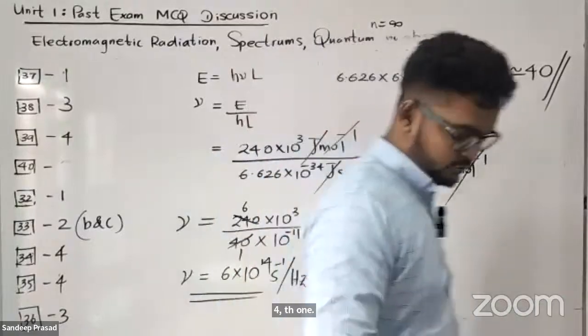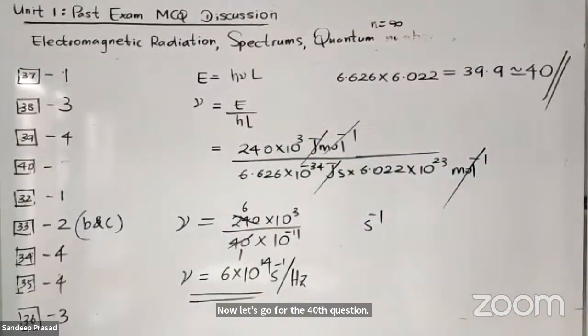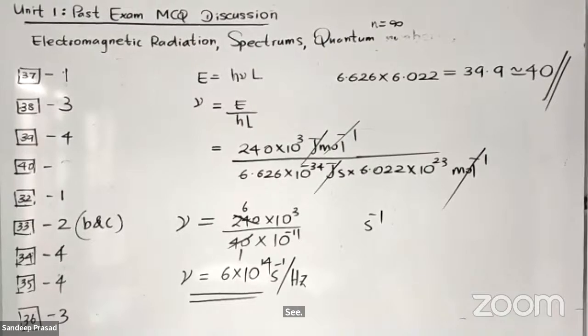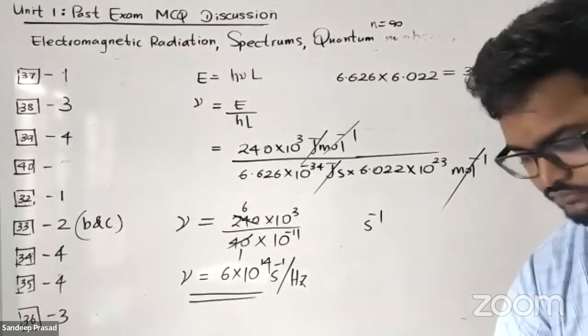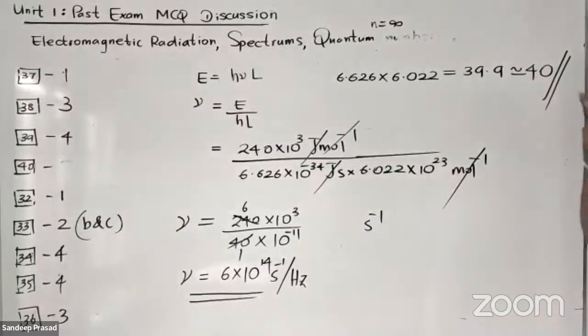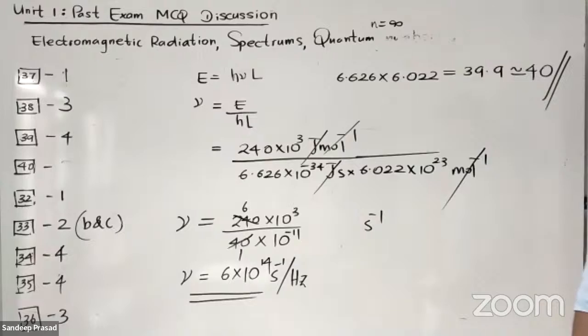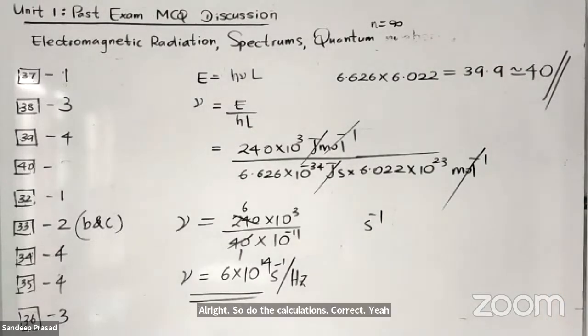Now let's go for the 40th question. In the 40th question, they're asking the maximum wavelength of the light that can produce this effect in barium. Let's see. Right. So do the calculations correctly. It's very, very important.